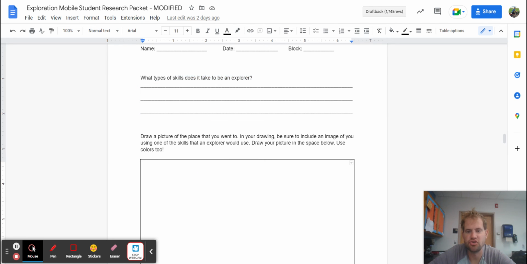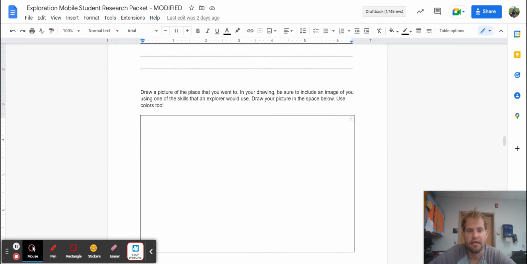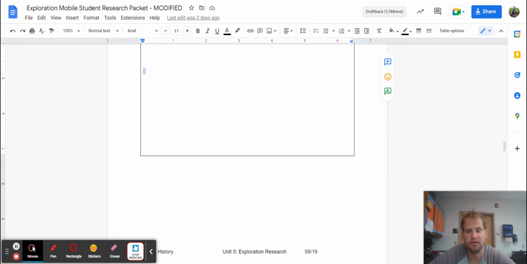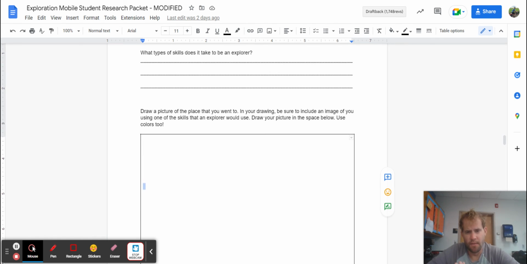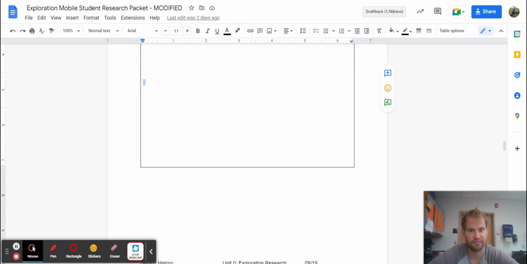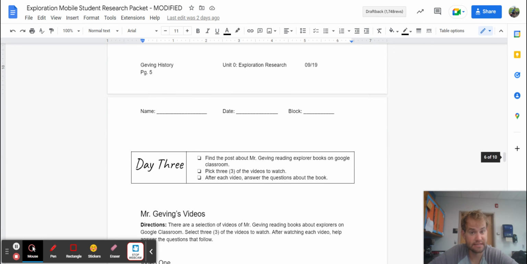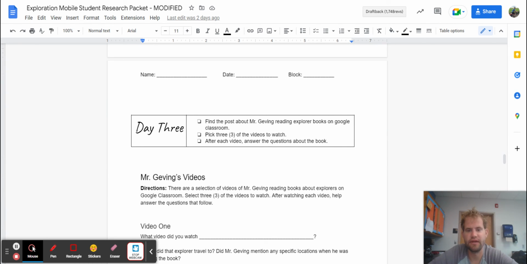The next is to draw a picture of the place I went to. In your drawing, be sure to include an image of you using one of those skills an explorer would use. Draw it in the space below and use colors. I might draw me climbing that tree because I know that one of those skills that an explorer would use could be bravery. So maybe in a thought bubble above my character, I would have a comment about being brave. That's day 2.